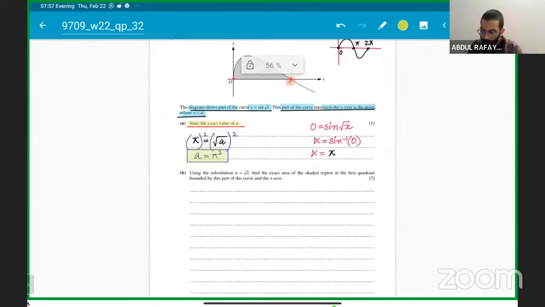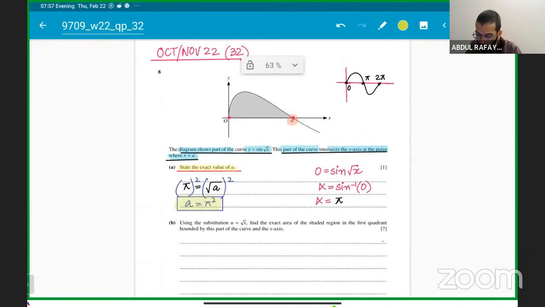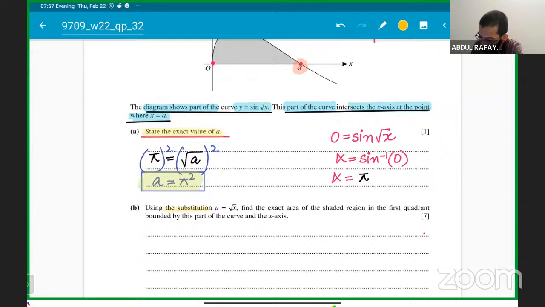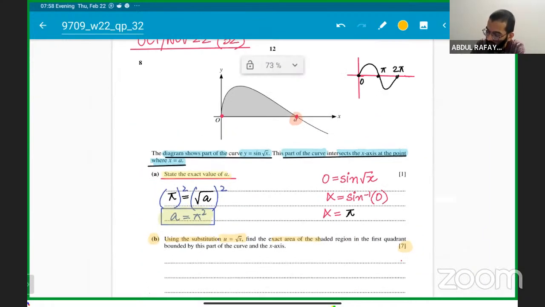Now, what we are learning in this question, that is question number 8 of this paper, students, we need to understand we are learning about integration by substitution. So let's try to learn integration by substitution in part B for 7 marks. Using the substitution u is equals to square root x, we have to find the exact area of the shaded region in the first quadrant. So they are looking for this area, students.